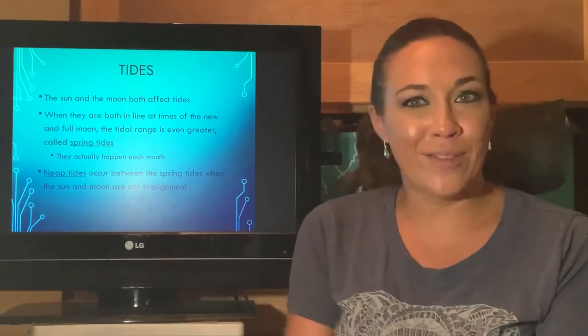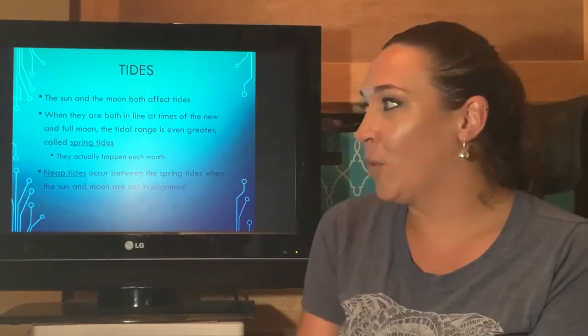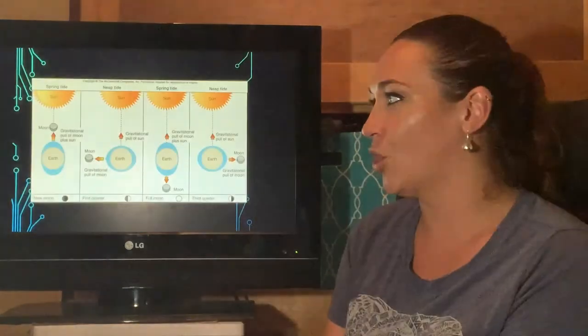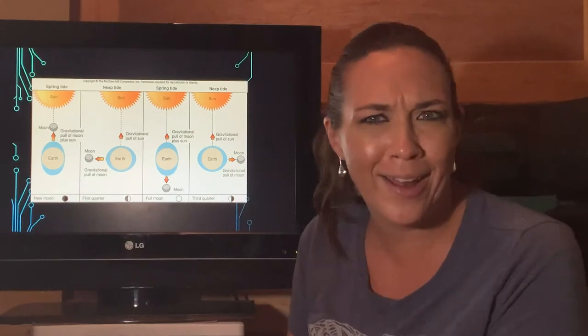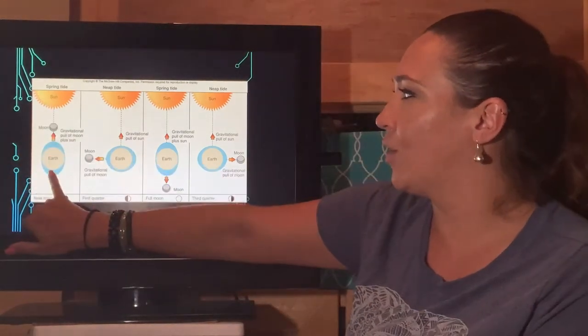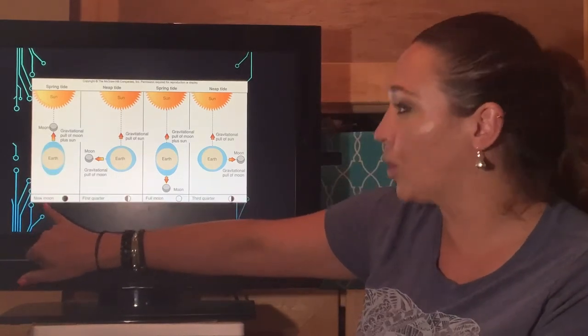We already talked about how the sun and the moon both affect the tides. This is very important. We talked about spring tides versus neap tides. So this is, again, just the definitions that I just showed you. And here's a better drawing. I got ahead of myself. So again, when the moon is in line with the sun and the earth, we have the gravitational pull that is in line, and therefore you're going to have a spring tide.